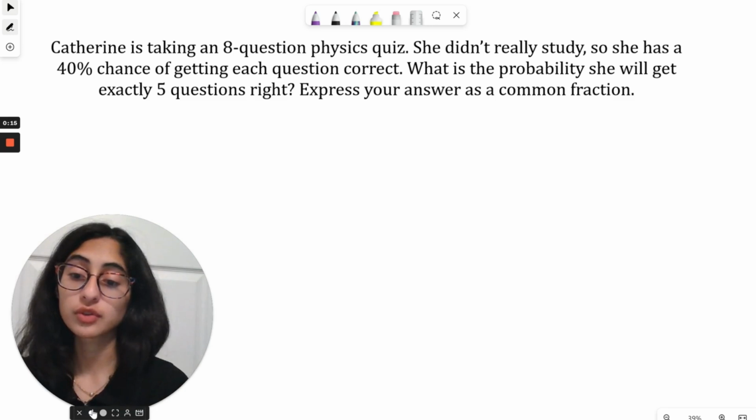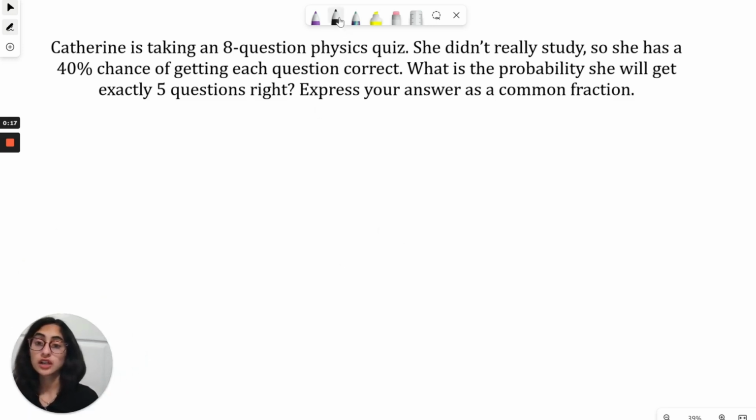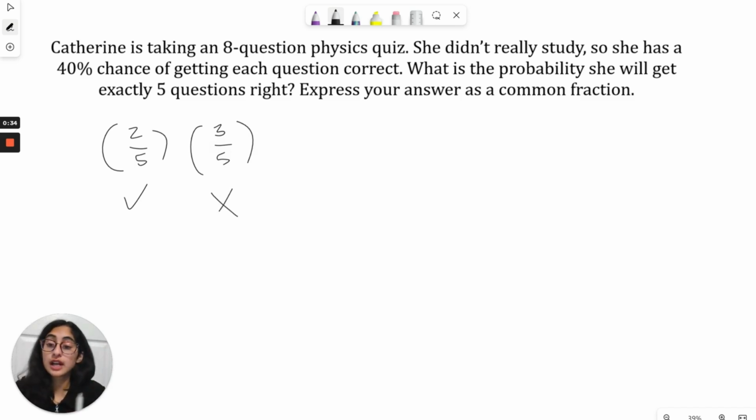So first off, what are the chances of her getting a question wrong? If it's a 40% chance of getting a question correct, that's a 2/5 chance she'll get it right. Now that means there's a 3/5 chance, a 60% chance, that she'll get a question wrong. So for her to get exactly 5 questions right, she'd have to get 3 questions wrong.